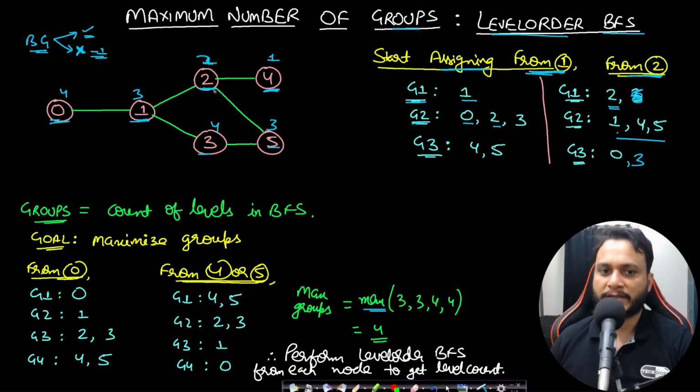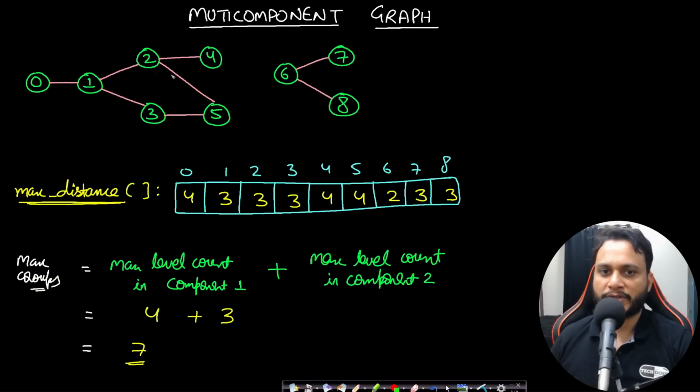So if we start at this 1, I was getting 3 groups, at 2 I was getting 3 groups, at 0 I was getting 4 groups, from 4 or 5 we will be getting 4 groups as well. So out of all these, the maximum is 4 groups. So I will be saying that in this case we can divide this entire graph or component into 4 different groups. So the answer will be 4. We can perform the level order BFS for each node to get the level count and take the max of all the level counts. So I think finding the maximum number of groups is clear using level order BFS. Now this was just for one component.